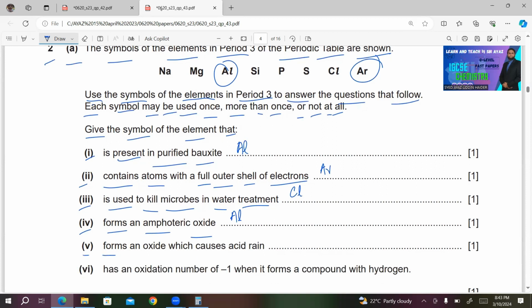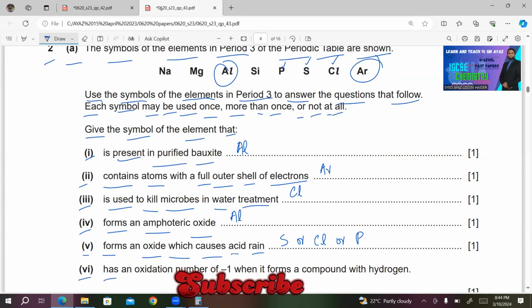Number 5, forms an oxide which causes acid rain. So acid rain is produced when non-metal oxides are released in the air. It can be either oxides of phosphorus, sulfur, or chlorine. The main culprit, or most of the gas which is produced in the environment and is responsible for acid rain, is oxides of sulfur. So you have S as the correct answer, but you can write Cl or P also, because if the oxides of chlorine or phosphorus are released in the environment, they will also cause acid rain, as these oxides are acidic.